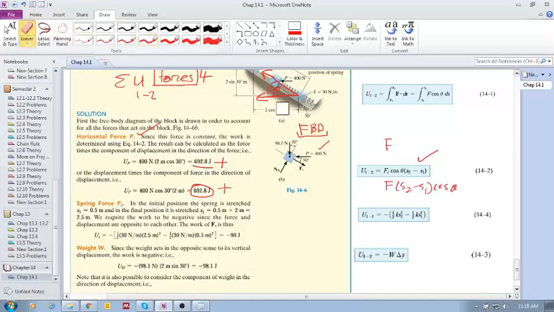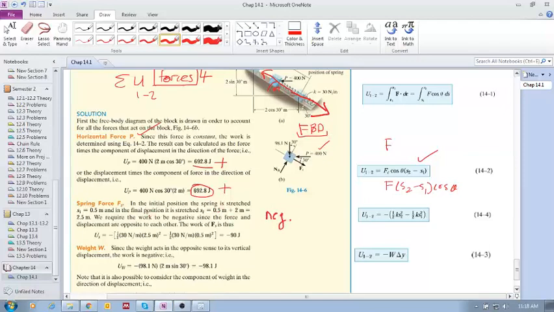Let's erase this. The spring force is always acting in that direction. So, are we going to get negative or positive work? We should get negative work. The force is acting in that direction and the displacement is in the opposing direction. Okay, so we should get negative work.